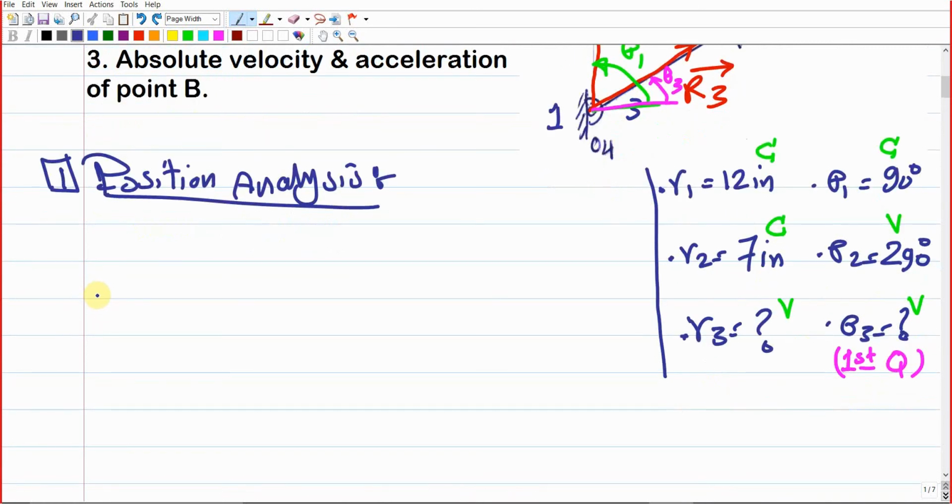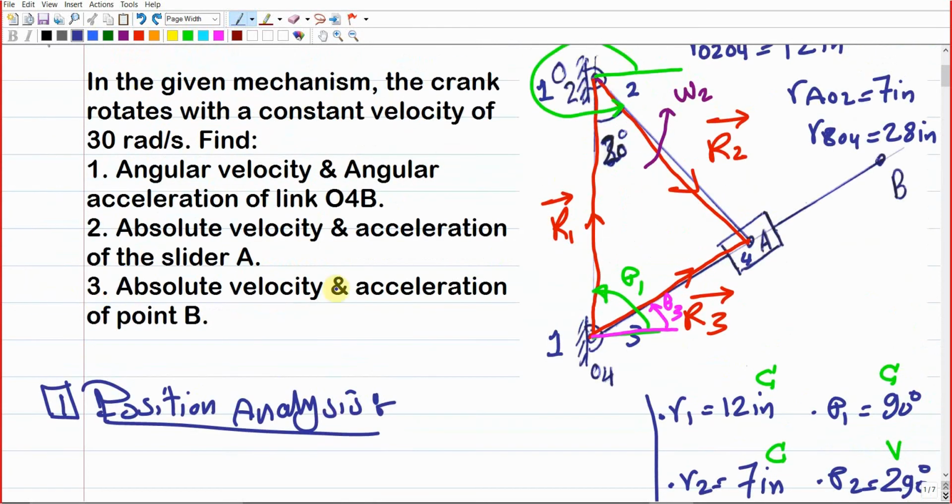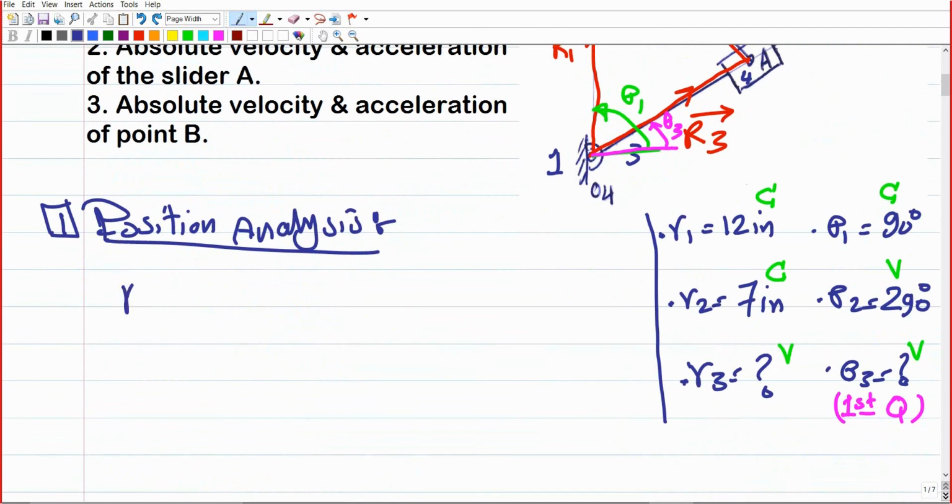The first step is to write the loop closure equation of the position. For the position analysis, we have three vectors. Position vector R1 is going in the same direction as R2, but R3 is going in the opposite direction, right? So what does it mean? It means that you're going to have the R1 vector plus the R2 vector equal to the R3 vector, as already given there.